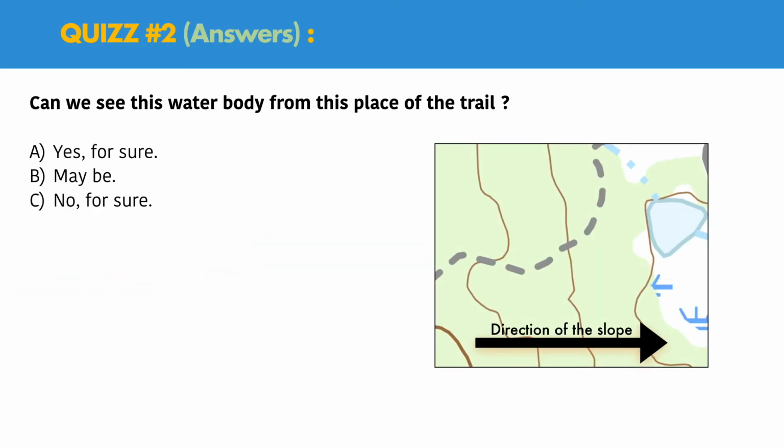Quiz number 2. If the direction of the slope is in the same direction of the arrow, which means the left side of the photo is higher in altitude than the right side, can we see this water body from this place of the trail? The correct answer is maybe, because even though we are at a high altitude place, the trail is in a woodland area, and it depends on the density of the trees and stuff like that.